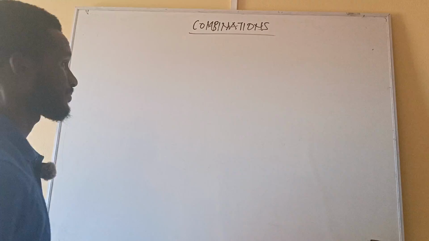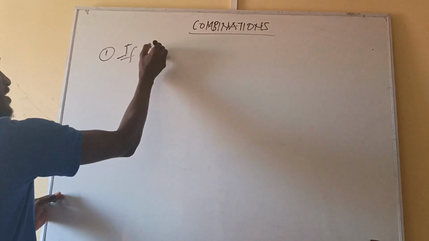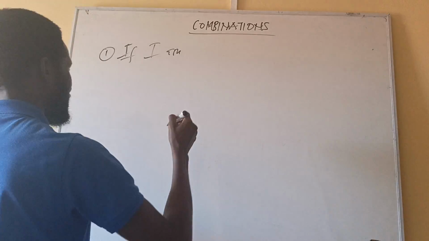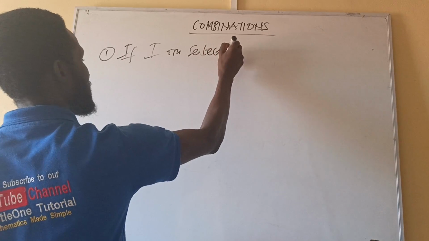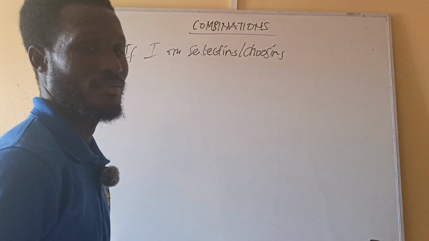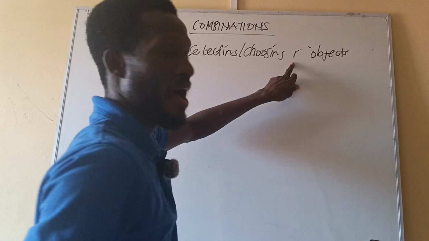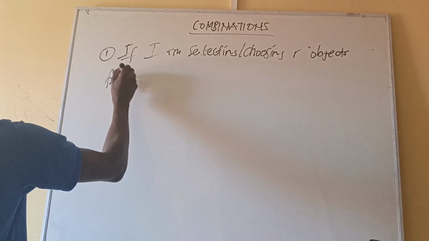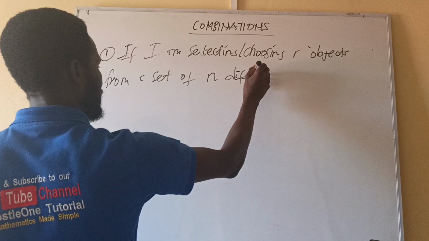Now let's move on. The first one I'm going to talk about: if I am selecting or choosing R objects, or R items, from a set of n different objects.